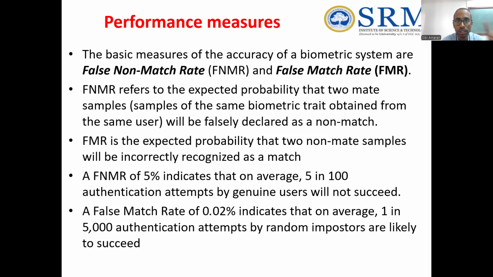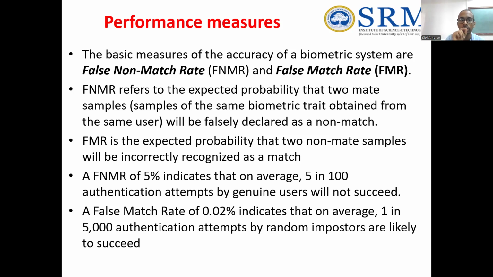Again, I am repeating what false non-match rate is. False non-match rate is represented as FNMR. I'm collecting two samples from the same individual, but the biometric system considers them as coming from different individuals. This is known as FNMR. And what is FMR? FMR means I'm collecting samples from different individuals, but the system recognizes them as coming from the same individual. This is known as the false match rate.